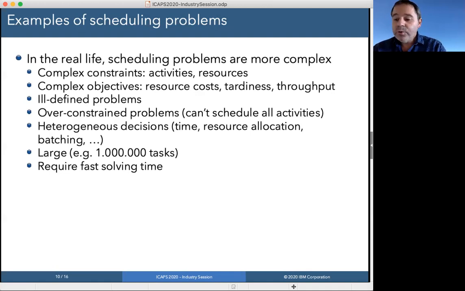The problems are also very large, and quite often they require fast solving time. For instance, in the operational scheduling of a fabrication plant in the semiconductor industry, where we had a project, they had a rescheduling that occurs every 5 minutes, so the solving time cannot exceed 5 minutes, okay?